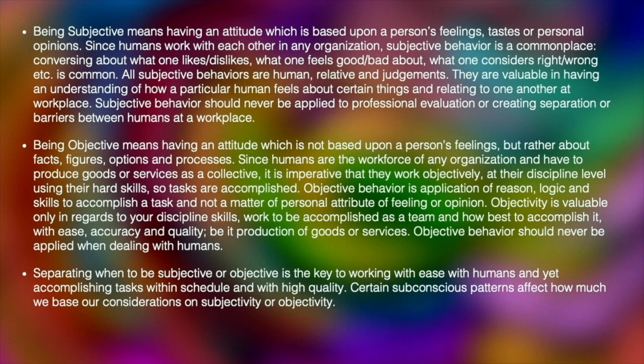Objectivity is valuable only in regard to your discipline skills, work to be accomplished as a team, and how best to accomplish it with ease and accuracy and quality, be it production of goods or services. Objective behavior should never be applied when dealing with humans. So one is human related, subjective. One is task related, objective. Separating, the last one is crucial. Separating when to be subjective and when to be objective is the key to working with ease with other humans and yet accomplishing tasks within the schedule and with high quality.